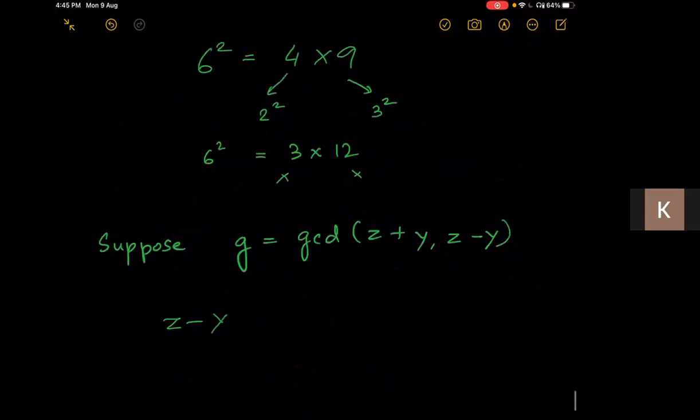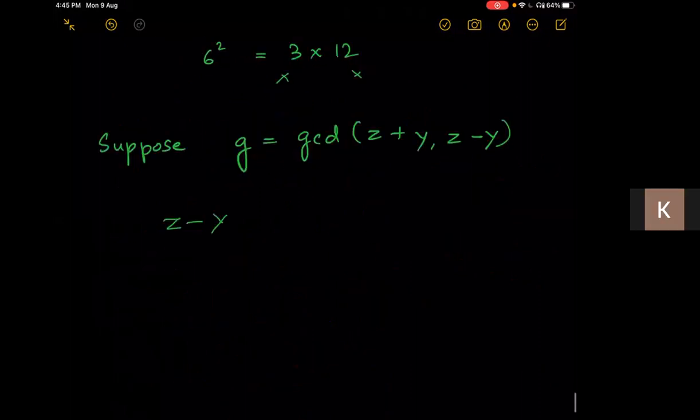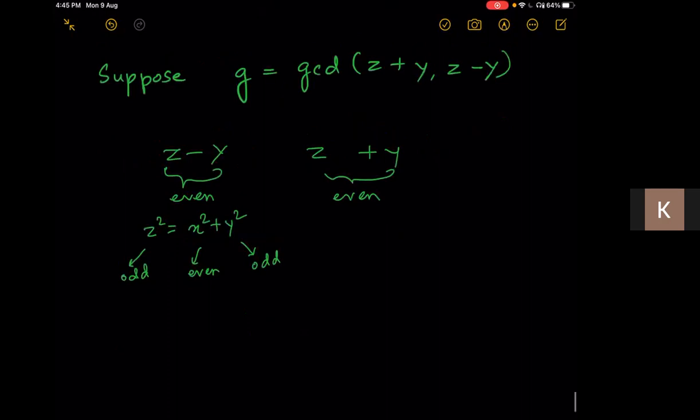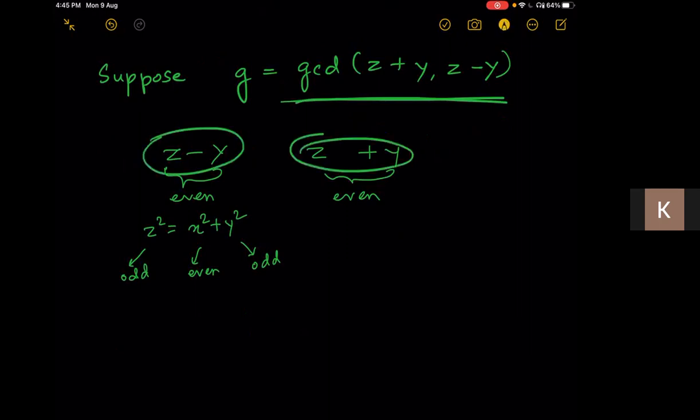Okay. So if x is even, y is odd, then z is also odd, because z square equal to x square plus y square. This is even, this is odd, so their sum is also odd. So z is also odd. So z minus y is even. z plus y is also even. Okay. So this GCD is at least 2, because 2 is clearly a common factor of these two things.